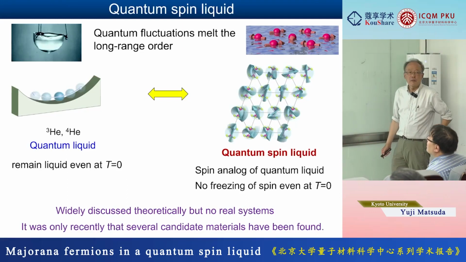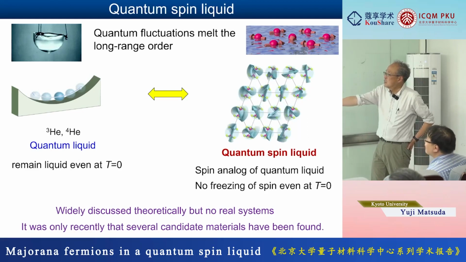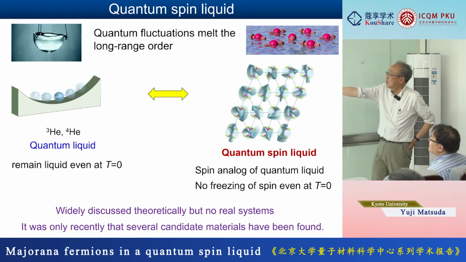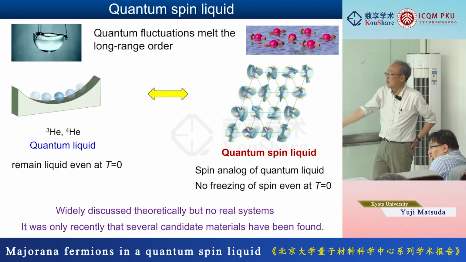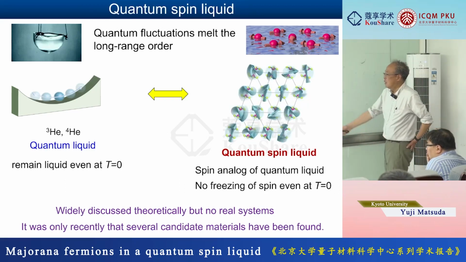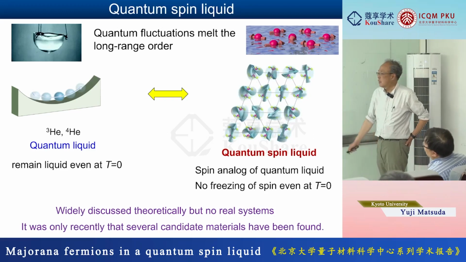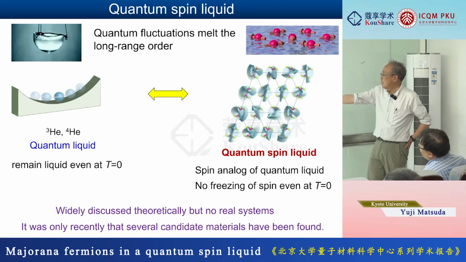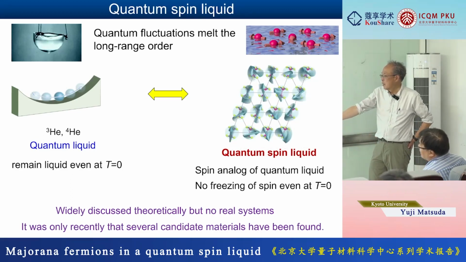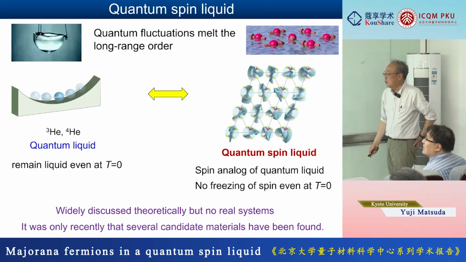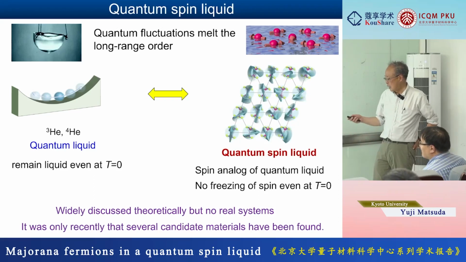Okay, let me start with explaining quantum spin liquid. A quantum liquid is a system in which the quantum fluctuations melt the long-range order. The most famous example of the quantum liquid is helium-3 and helium-4. They remain liquid even at T equals 0. So quantum spin liquid is a spin analog of quantum liquid. Actually, no freezing of spin occurs even at T equals 0. Quantum spin liquids have been widely discussed theoretically, but no real systems. It was only recently that several candidate materials have been found.